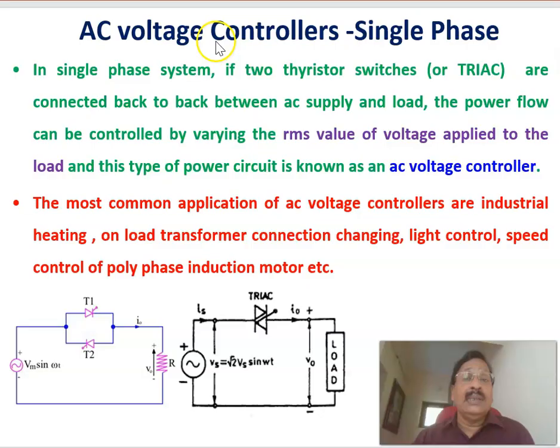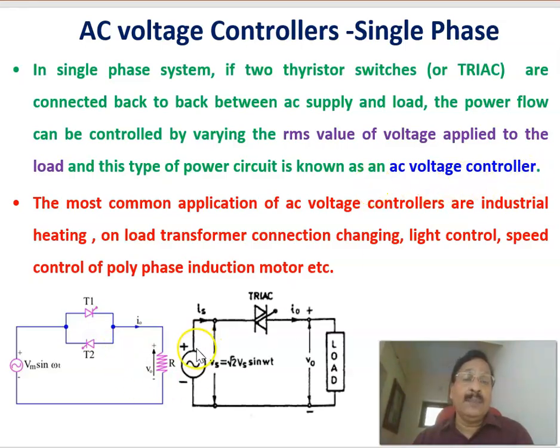Now continuing the AC voltage controllers, of course I'm considering first the single phase case. In a single phase system, if two thyristor switches or a triac are connected back to back between the AC supply and load, the power flow can be controlled by varying the RMS value of the voltage applied to the load. And this type of power circuit is known as AC voltage controllers.